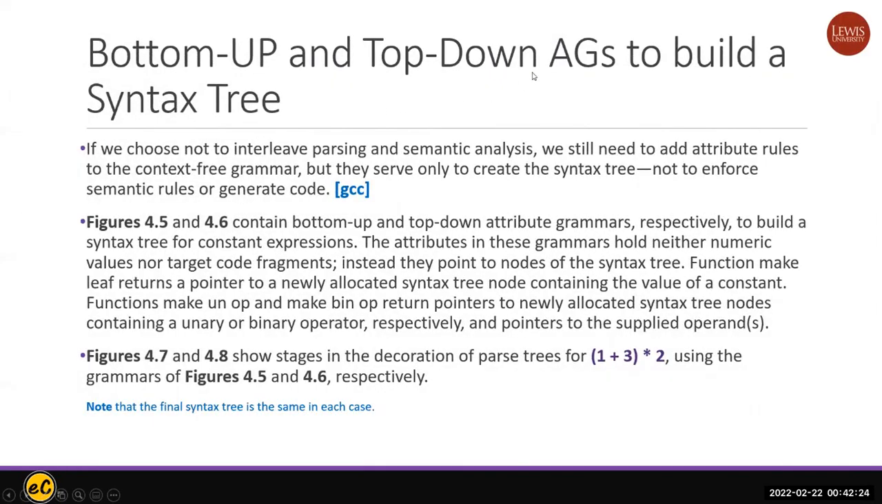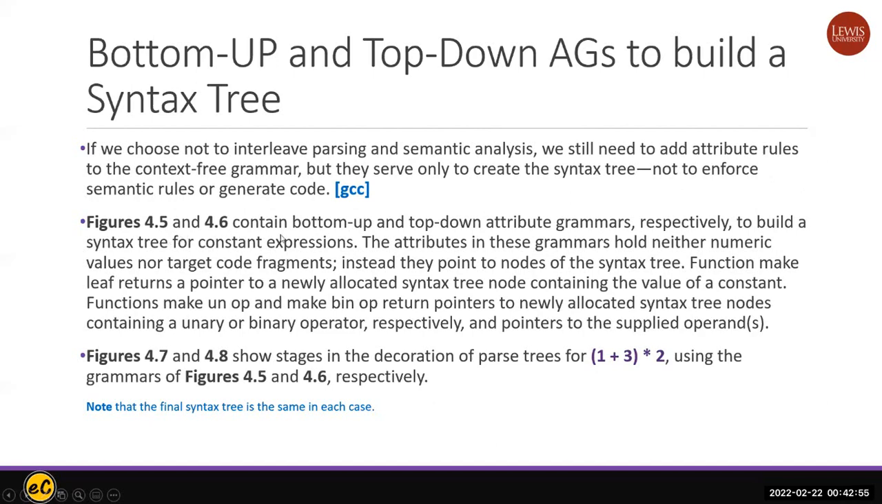Okay, bottom up and top down grammar to build a syntax tree. If we choose not to interleave parsing and semantic analysis, that is multiple passes, we still need to add attribute rules to the context-free grammar. So this is still needed. With the attribute tree, you can deal with the so-called function call and also the stack. But they serve only to create the syntax tree, not to enforce semantic rules or generate code.